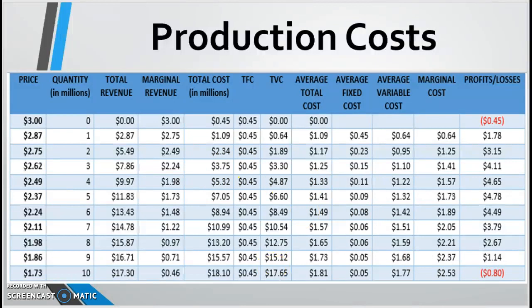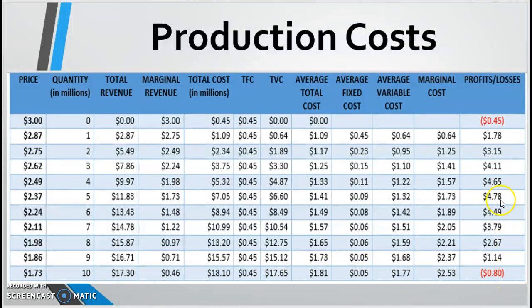So based upon this table, the only time when shutdown would be a good idea is, as per the shutdown rule, if the price is less than the average variable cost, we would shut down. So the price here at 1.73 and the average variable cost here is 1.77. This is the only instance when the price is less than the average variable cost. So here, if we were operating at this rate, we would want to shut down.